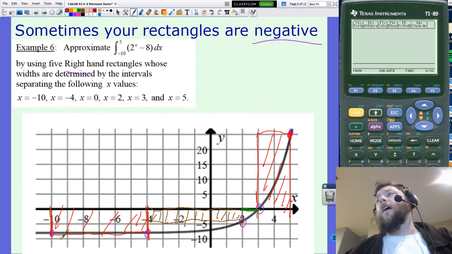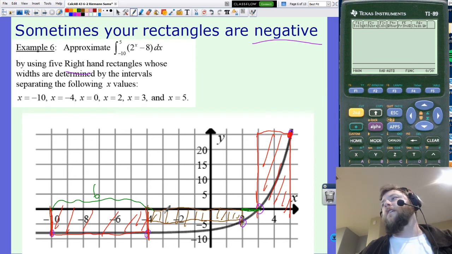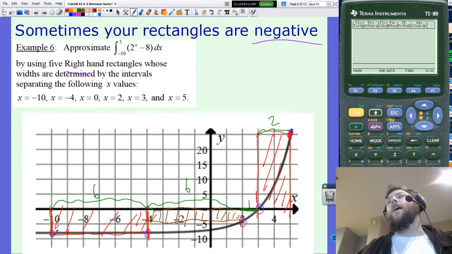So, I can tell you what the widths of each of these are. You can tell that the width of this one from negative 10 to negative 4 is 6. And the width of this one from negative 4 to 2 is also 6. The width of this one's 1, and the width of this one is 2. All right, what are the heights? So the heights of this rectangle, remember, it's the right hand, so this one is based off this corner. What is the height right there?